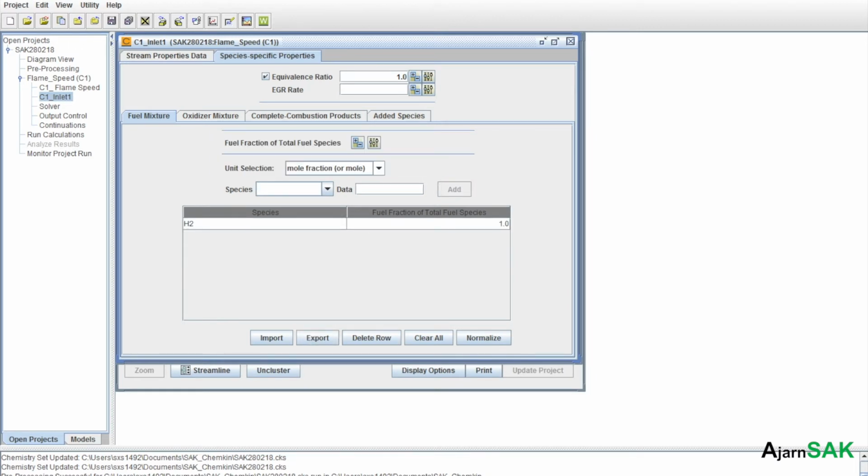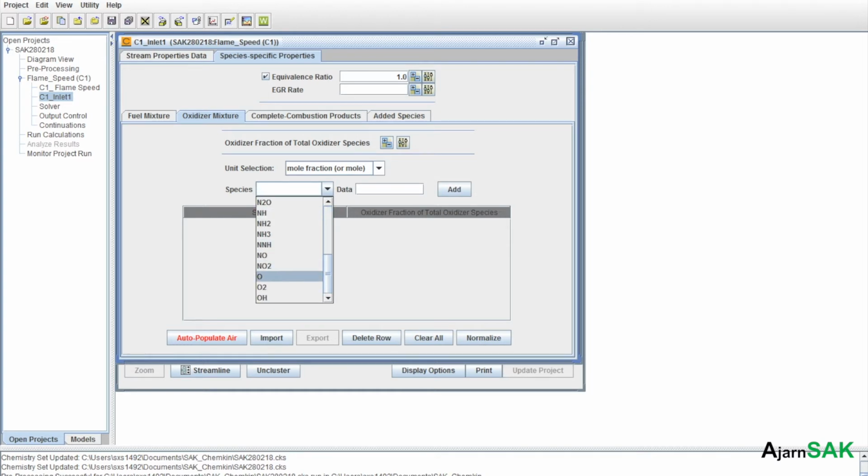Let's go to the oxidizer. If I want to use oxygen, go for oxygen. No, let's, for example, use air. For air, the mole fraction is usually what? It's 21, 79. So oxygen should be 0.21, and N2 will be 0.79.